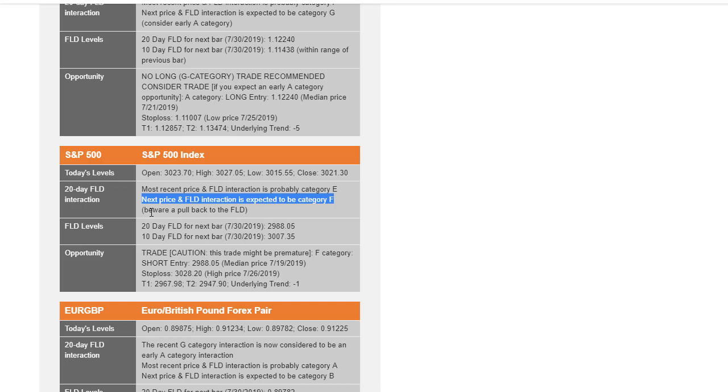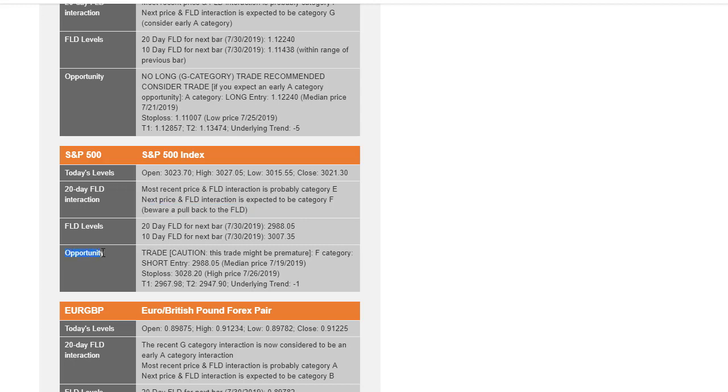It's very simple. It's a sequence of letters. It does warn us to beware of a pullback to the FLD. The reason for that is because very often after price crosses an FLD, it will just come back to that FLD just to tap it again before it continues on its way. So when an interaction has occurred recently, you have to beware of that pullback. But I discussed this in previous market update videos, and we were expecting at this point a fully qualified F category interaction. So we were standing by to take advantage of that.